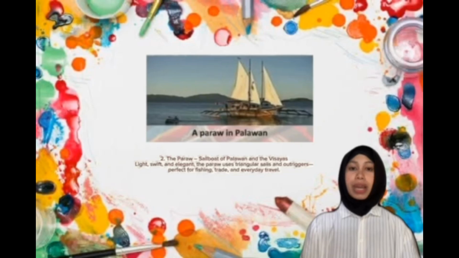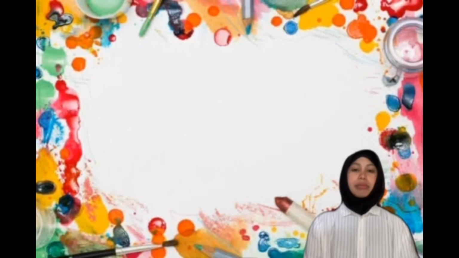Number two, a paraw in Palawan. The paraw is a traditional sailboat with outriggers commonly used in the Visayas and Palawan. Its triangular sail and lightweight design make it fast and efficient for fishing, travel, and trade. The paraw reflects the artistic and practical craftsmanship of local fishermen and boat builders.